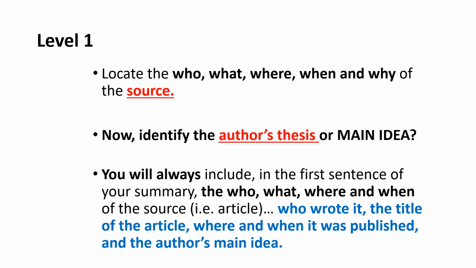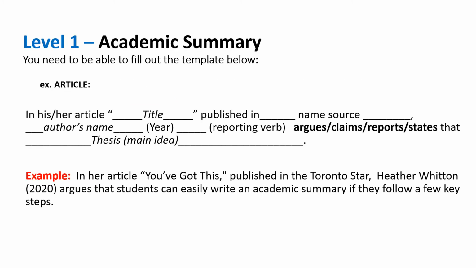You will always include in the first sentence, or level 1 of your summary, all of those details about the source. In that first sentence, your reader should know who wrote it, the title of the article, where and when it was published, and what the author's main message was, or the thesis. Here you can see a basic template you can follow when you're constructing level 1, or the first sentence of your academic summary. You can see that I've provided a filled-in example using that template below.